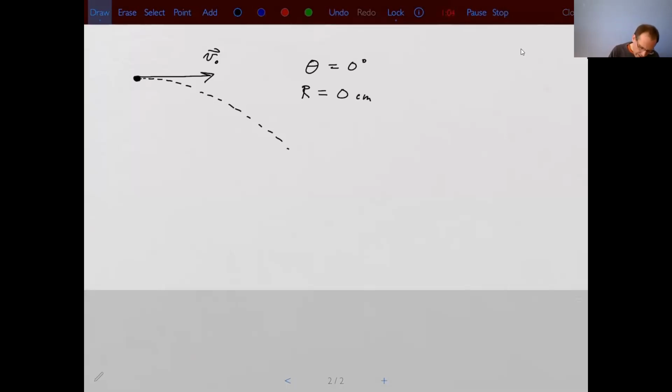And then the other case is if I launch a projectile at 90 degrees, so this would be 90 degrees, right, straight up, then what's going to happen? Well, the projectile is going to go up and come back down on itself. And what is that distance from where it leaves to where it lands? The horizontal displacement here is again going to be 0. So when theta is equal to 90 degrees, the range is also 0.